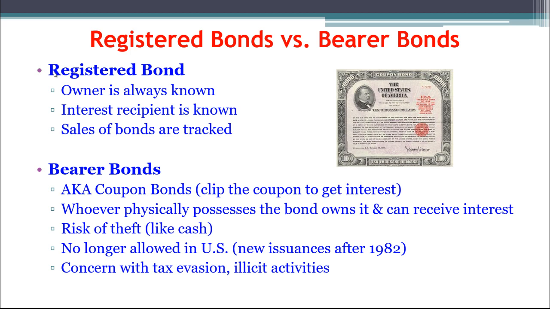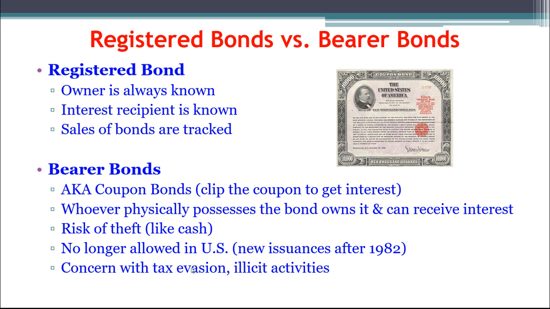By the way, these are sometimes also known as coupon bonds, and the idea here is that this little illustration doesn't quite show it, but when these bonds are first issued, they actually have coupons attached to the edges of them, and you clip that, and that's how you get your interest payment. And then you turn in the main part to get your principal amount. So again, there's a concern with tax evasion, illicit activities, and things like that.